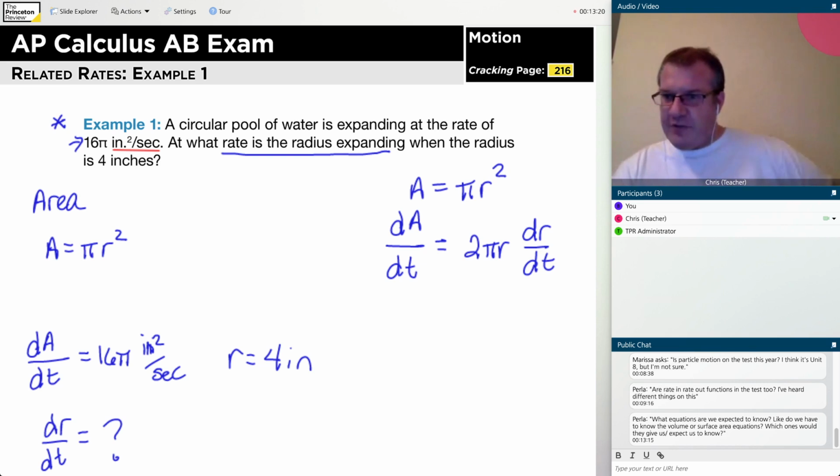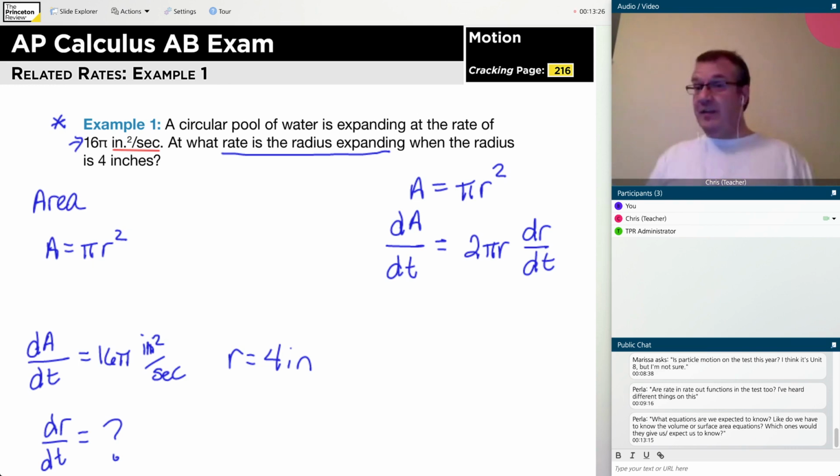Like, do we have to know the volume and surface area equations? Which ones do they give us, expect us to know? Again, anything that has shown up in a textbook is completely fair play. With this, sometimes they can provide a formula in a question. Other times they definitely don't have to.